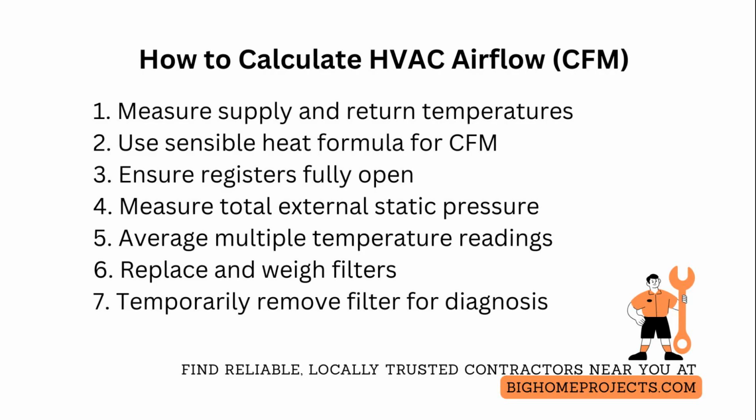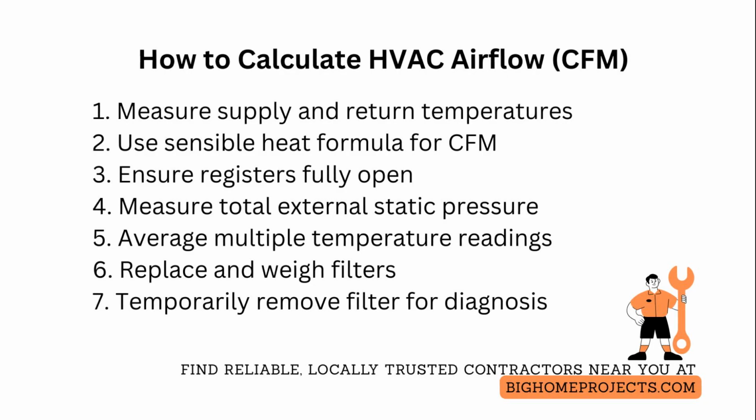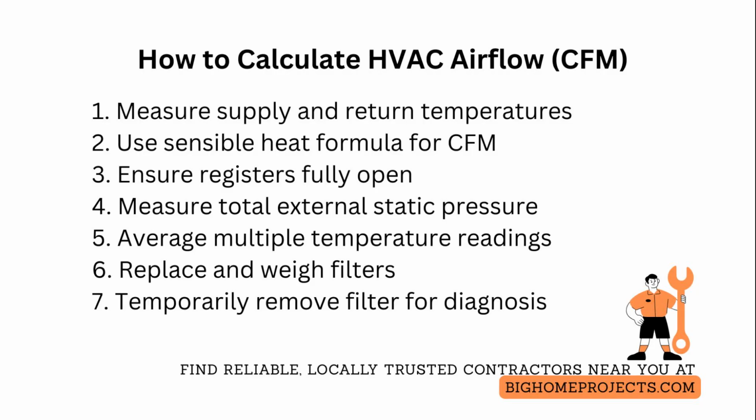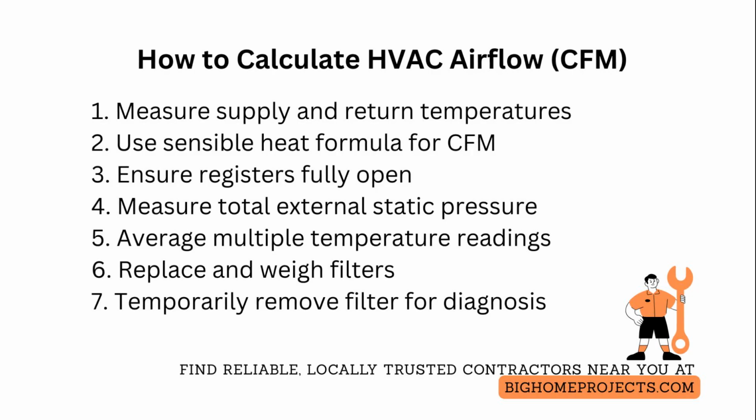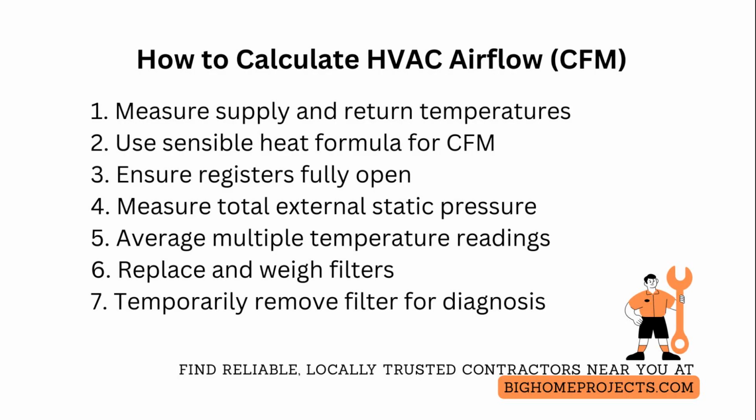Subtract return from supply to get the temperature rise in degrees Fahrenheit, then use the system's sensible heat formula. Airflow in cubic feet per minute equals the system's sensible heat in British thermal units per hour divided by 1.02 multiplied by the temperature rise, where sensible heat equals the cooling or heating load in British thermal units per hour. If you do not know the load, measure electrical input and use manufacturer data or a properly sized calorimeter.